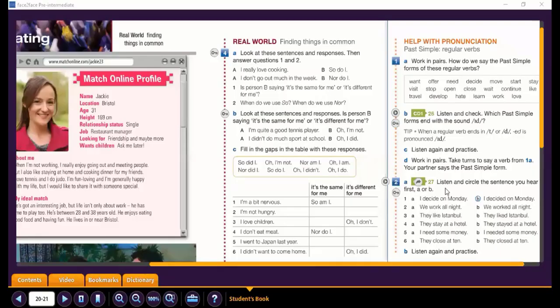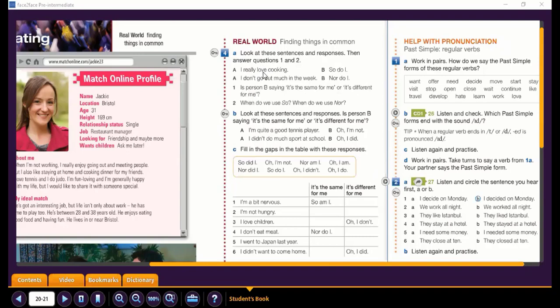Okay, guys, so here in exercise number four, we're going to study finding things in common. Look at these sentences and responses, then answer the question. When I say, "I really love cooking. Yes. I don't go out much in the week." Here, is response B saying it's the same for me, or it's different for me?